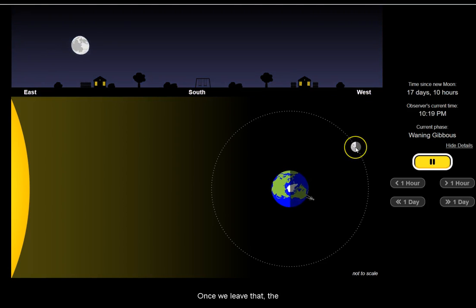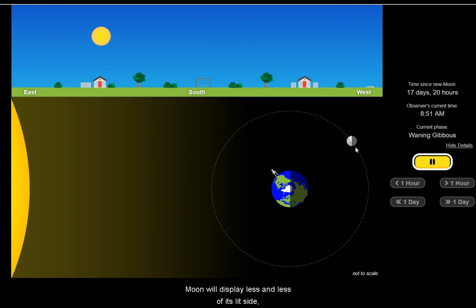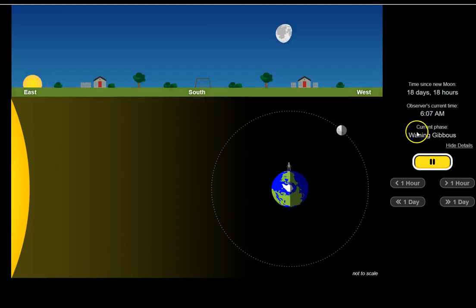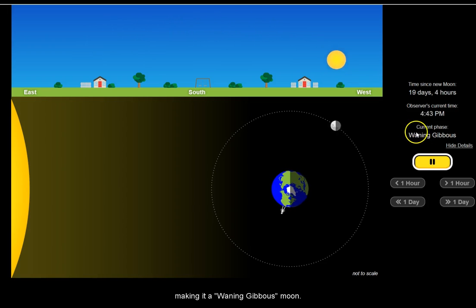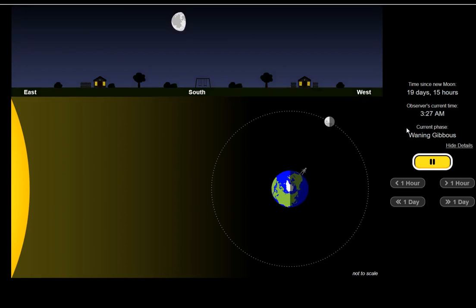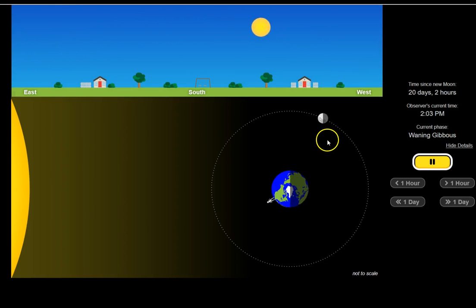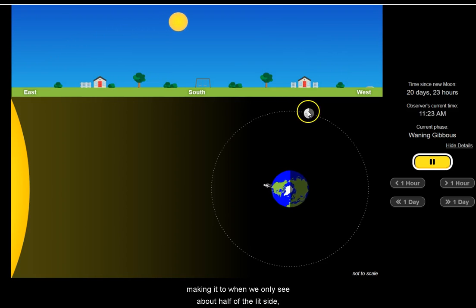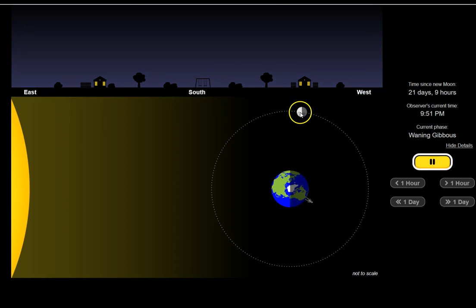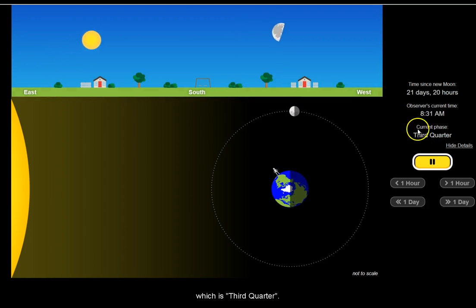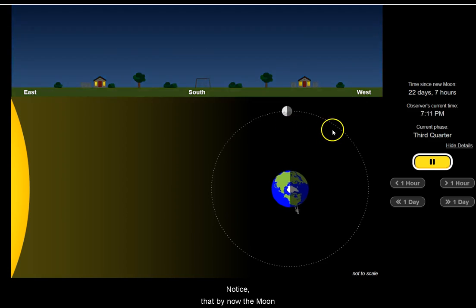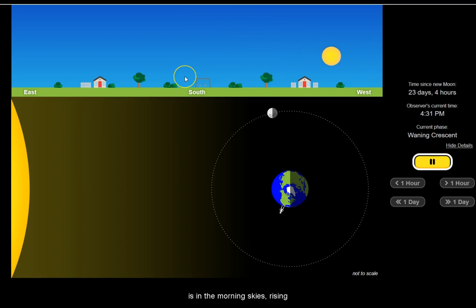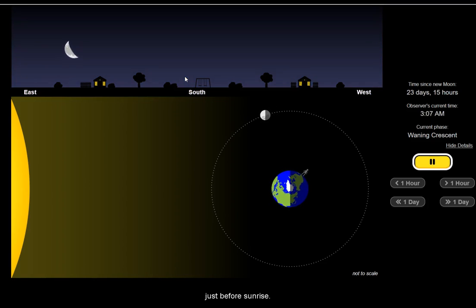Once we leave that, the moon will display less and less of its lit side, making it a waning gibbous moon. Eventually, we get to when we only see about half of the lit side, which is third quarter. Notice that by now, the moon is in the morning skies, rising just before sunrise.